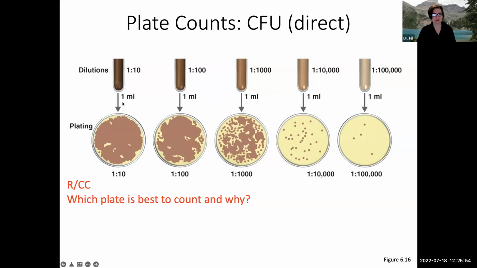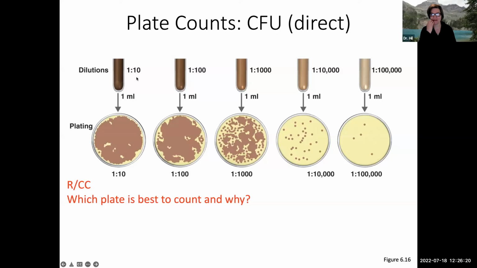So let's start with Esther. Esther, you said 1 in 10,000. What was the reason for choosing that one? Because we have a number of them, so they're countable. They're countable. Okay, great. Jolene, you chose 1 in 100,000. What was your reason? Same reason. It looks like it's the easiest to count, but I was kind of unsure as well.